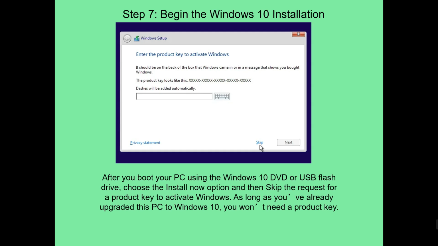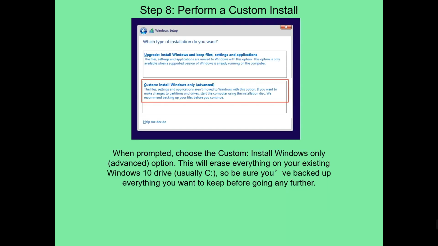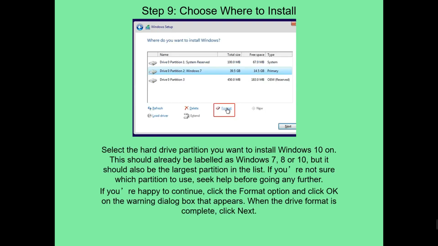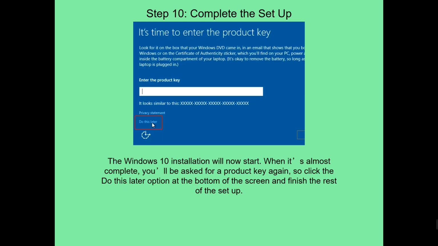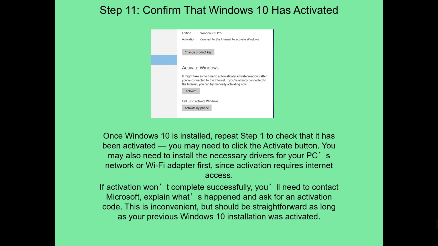7. Begin the Windows installation. Look at this picture. 8. Perform the custom install. Look at this picture. 9. Choose where to install. Look at this picture. 10. Complete the setup. Look at this picture. 11. Confirm that Windows 10 has been activated. Look at this picture. Okay.